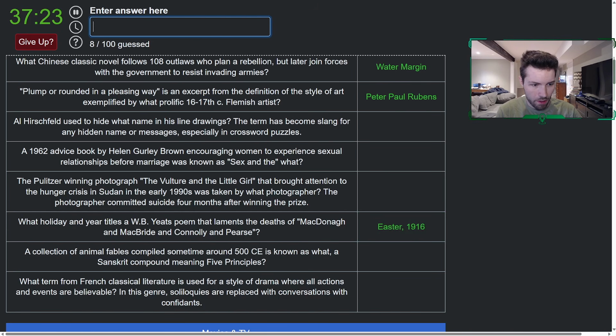Okay. A collection of animal fables compiled sometime around 500 CE is known as what? A Sanskrit compound meaning 5 principles. This is such a thing. I always forget this. This has come up in trivia before, I think, but I'm never able to remember the Sanskrit language stuff. So I don't think I'm going to pull the name of this, sadly.